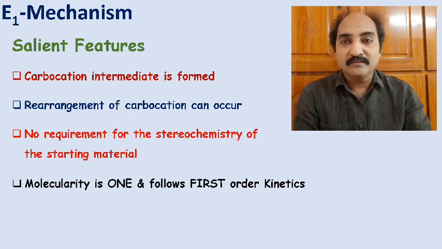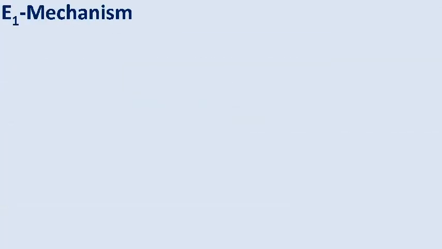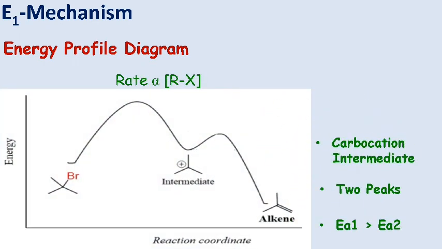And in the rate determining step, because there is only one molecule participating as a reactant, all E1 reactions are unimolecular reactions. That is why the name E1 is given. When we look at the energy profile diagram of E1 reaction mechanisms, it consists of two peaks. The first peak is having high activation energy compared to the second peak, which indicates that the first step is the slowest step or rate determining step. It also contains a dip. The dip indicates the formation of carbocation intermediate.